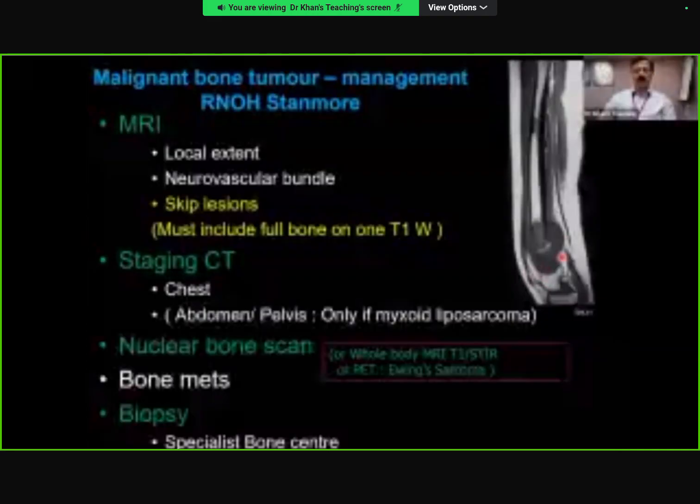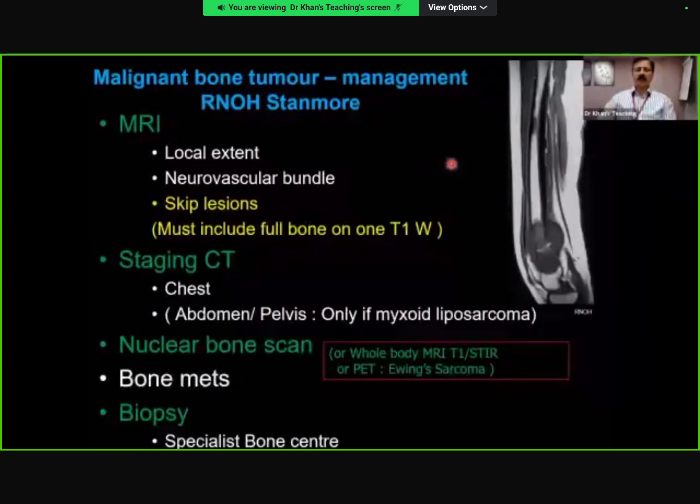For example, there is a femur lesion here. On one sequence, the whole of the femur, up to the hip joint, should be included. This is usually a T1 weighted sequence. The viva question is why, and the answer is for skip lesions. We call it a skip lesion. There is a main lesion sitting here, but in the same bone, another lesion might be sitting proximally. So this is important to remember.